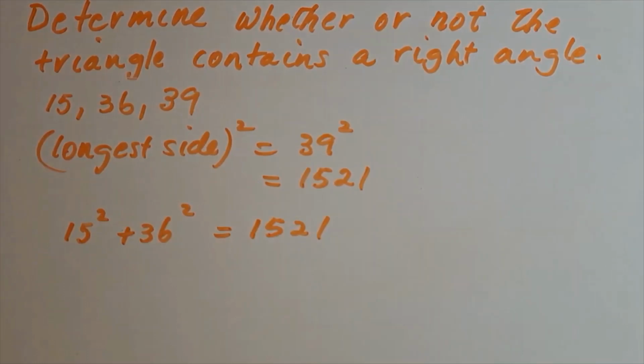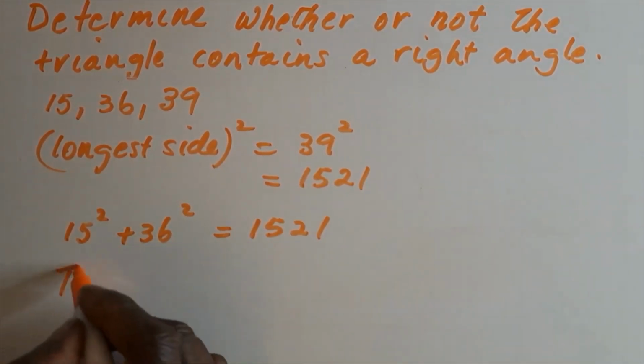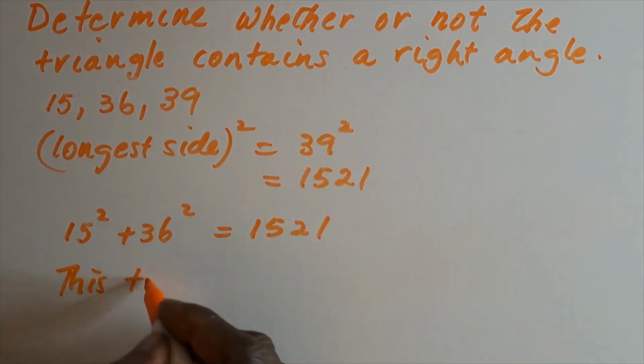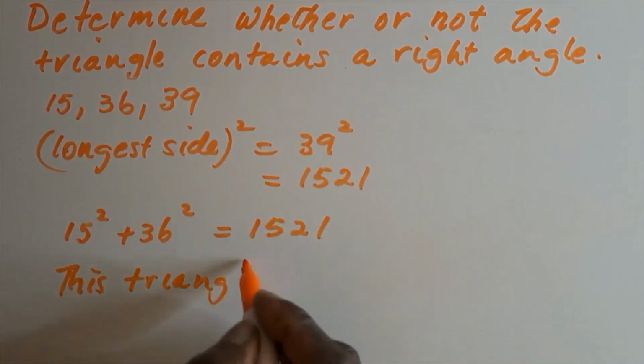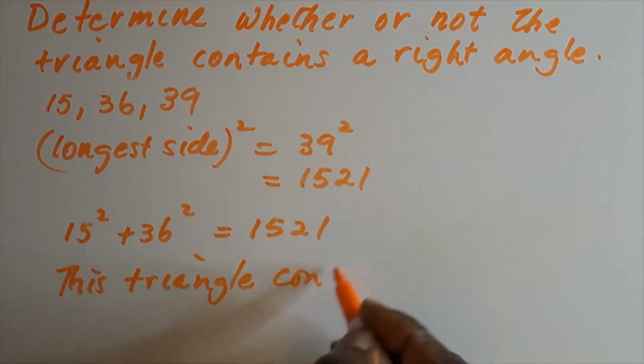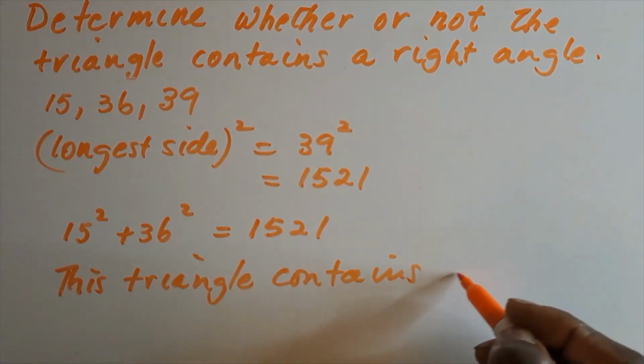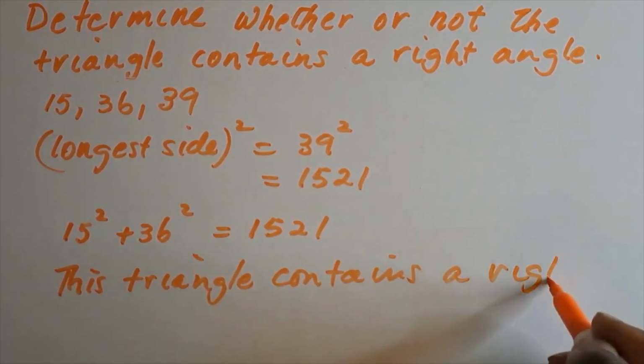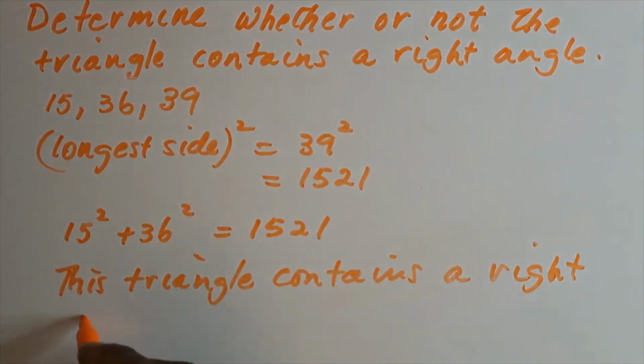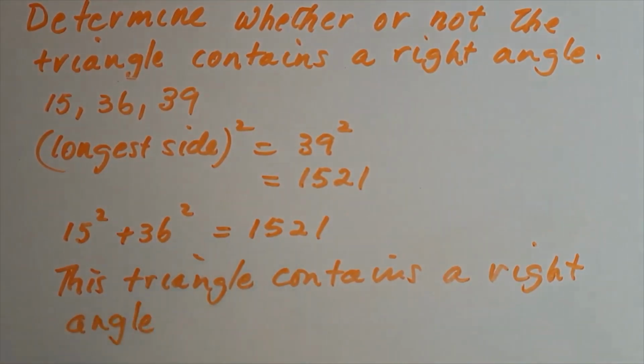So since the square of the longest side is equal to the sum of the squares of the other sides, this triangle contains a right angle, and it's opposite the longest side.